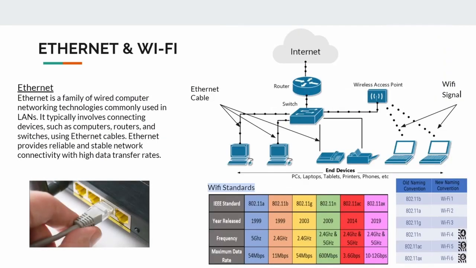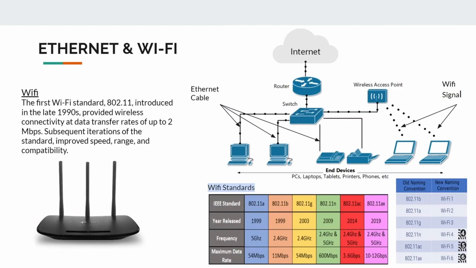Next, Ethernet and Wi-Fi. Ethernet is a wired technology that utilizes cables to establish a physical connection between devices. It typically involves connecting devices such as computers, routers, and switches using Ethernet cables. Ethernet provides reliable and stable network connectivity with high data transfer rates. It is commonly used for local area networks, or LANs, in homes, offices, and data centers.